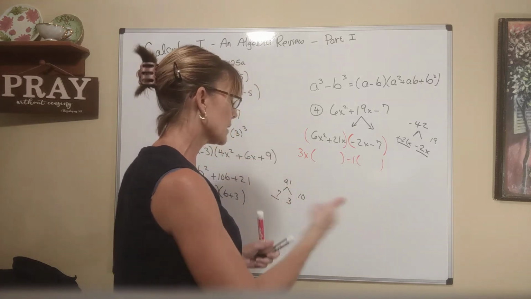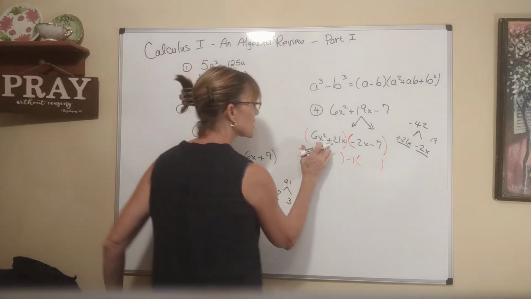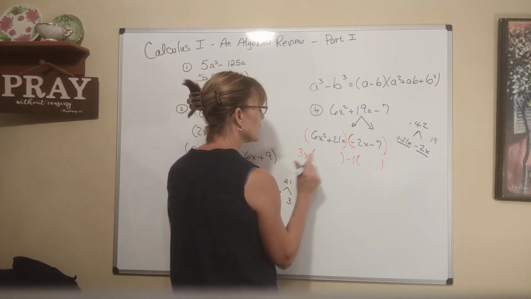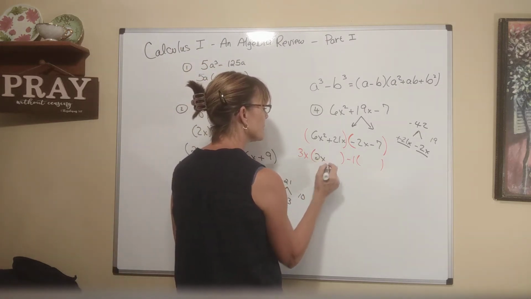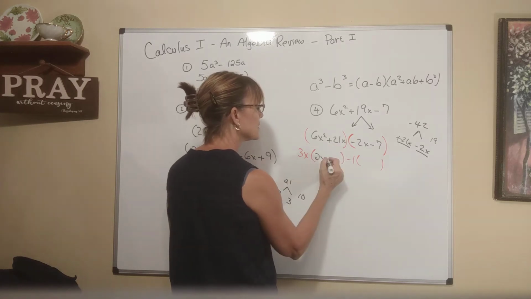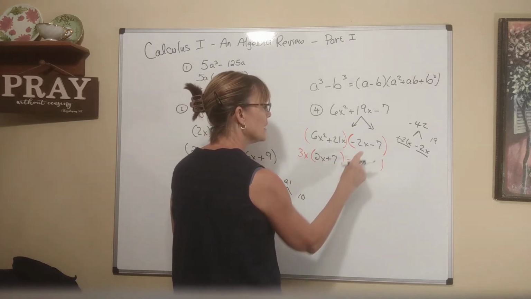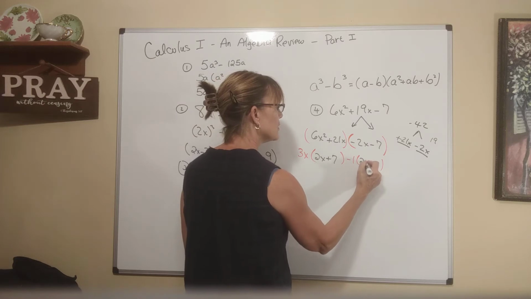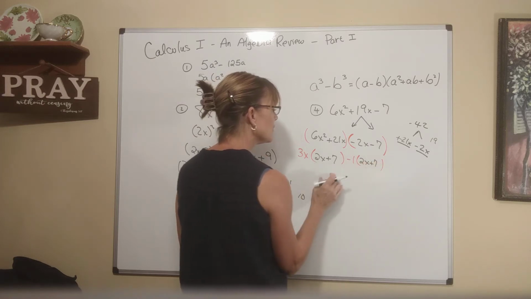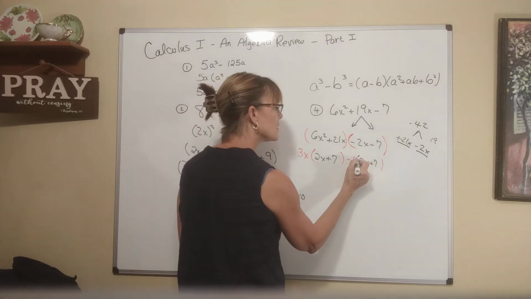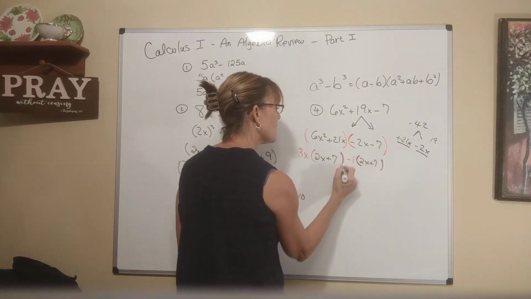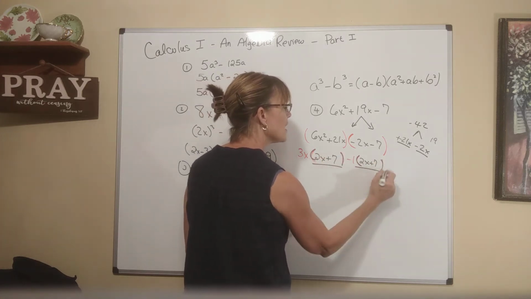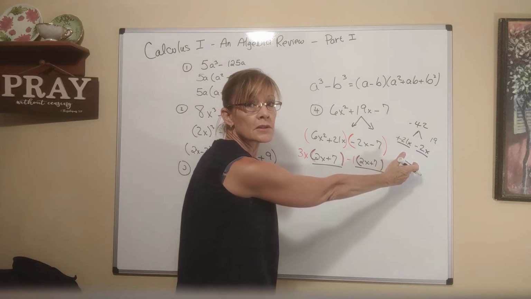When you factor something out, it's like dividing it. So 6x squared divided by 3x leaves me with a 2x. 21x divided by 3x leaves me with a positive 7. If I divide this by negative 1, I get 2x plus 7. Now, if you look here, these in the parentheses match. That is not magic. That is what will happen every time if you can get these numbers to work out.